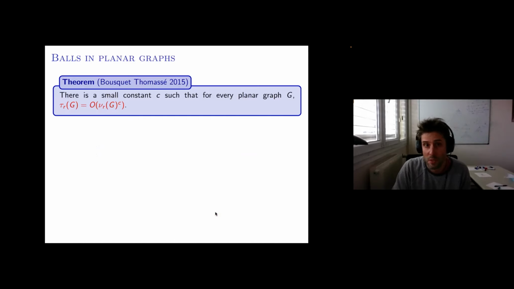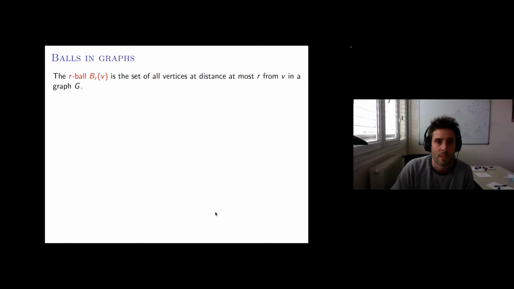Two main results. First, it's known that tau and nu are related by a function that doesn't depend on R. Just tau is at most nu to some constant c. And the reason for this is exactly what we have seen. It's a simple consequence of the result of Ding, Seymour, and Winkler. Remember what we have seen earlier?